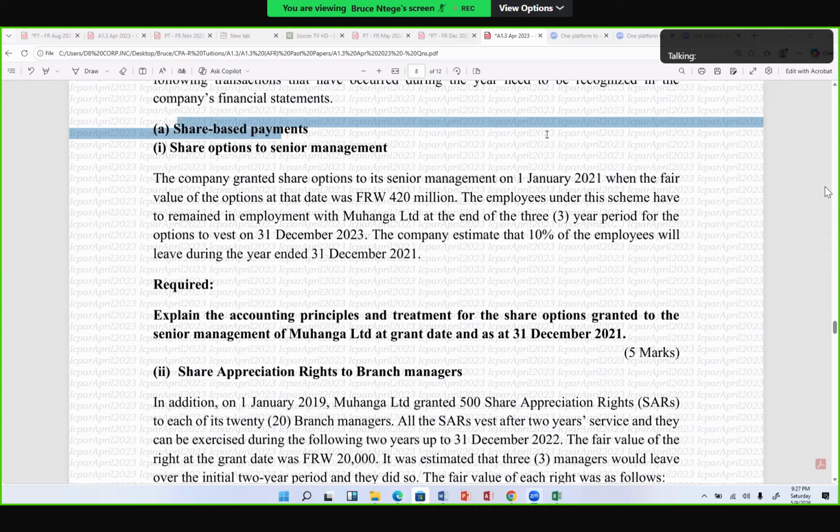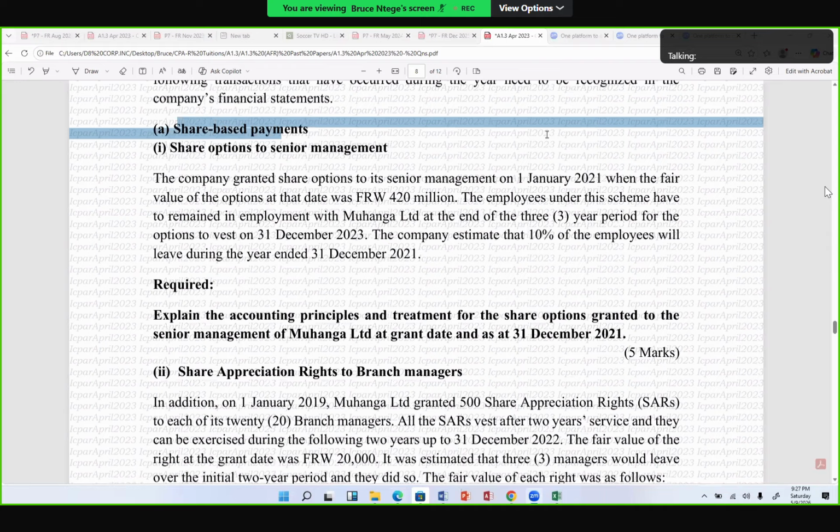Okay, I'm back. So we're told that the company granted share options to its senior management on 1st January 2021, when the fair value of the options on that date was 420 million. So that's the fixed amount we're going to use across the vesting period. 420 million is the figure we shall use across the vesting period.